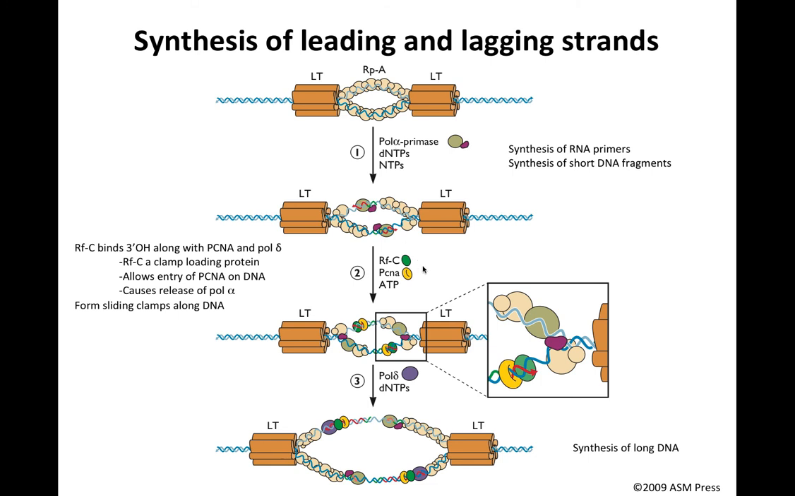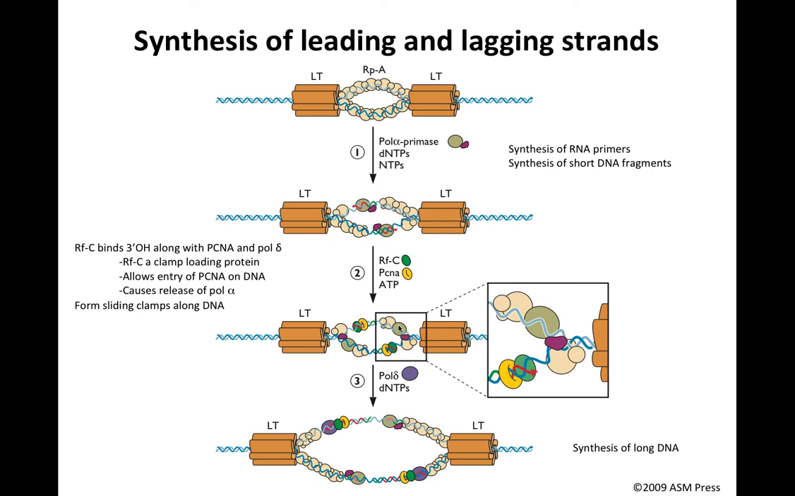Next, we have a couple of other proteins binding. And these are called RFC, replication factor C, and PCNA. And these two proteins come in and form kind of a moving clamp on the DNA, as you can see here. Actually, the PCNA makes a clamp around the DNA, and it slides down the DNA, and the polymerase rides on it in a way. And RFC helps PCNA to be loaded. And all this happens only after the RNA and the short DNA segments are made by Pol alpha primase.